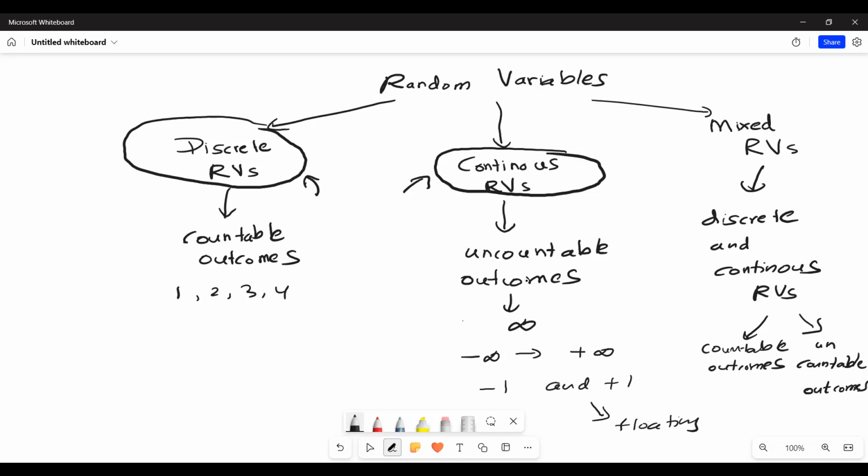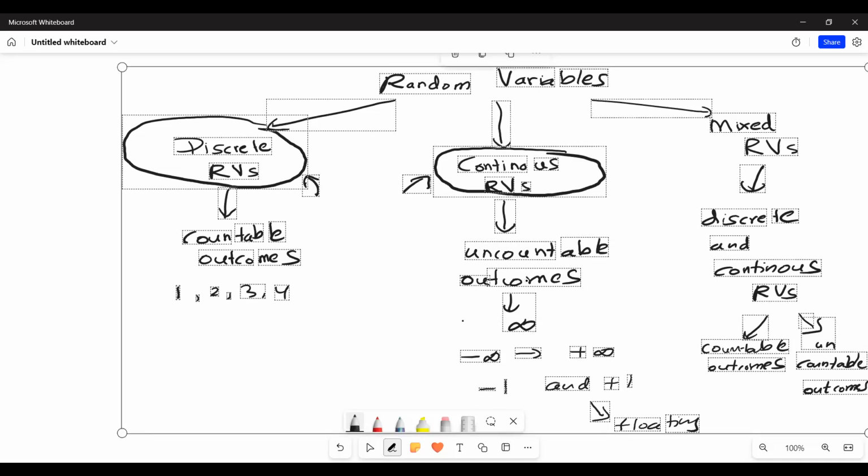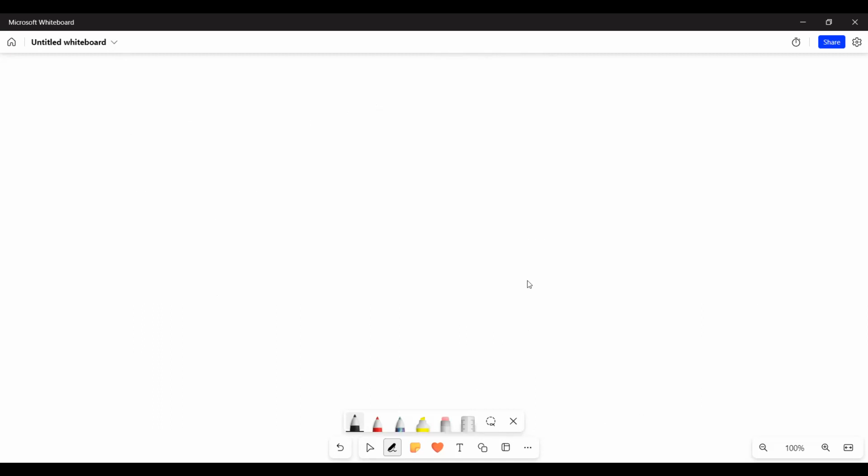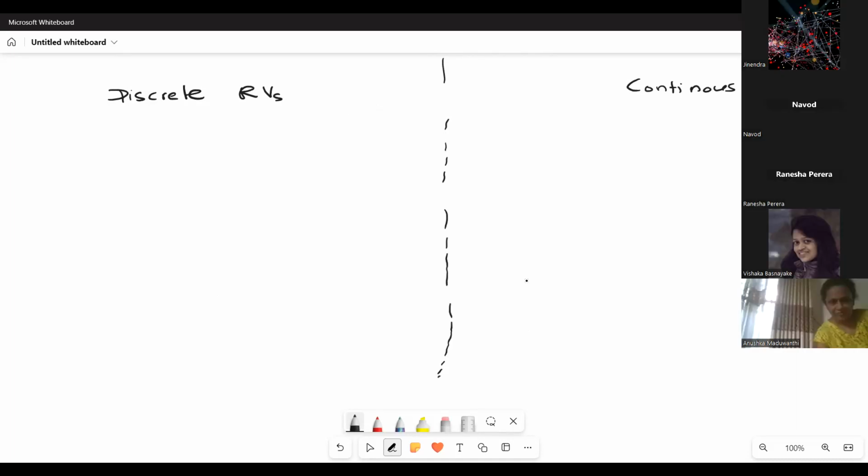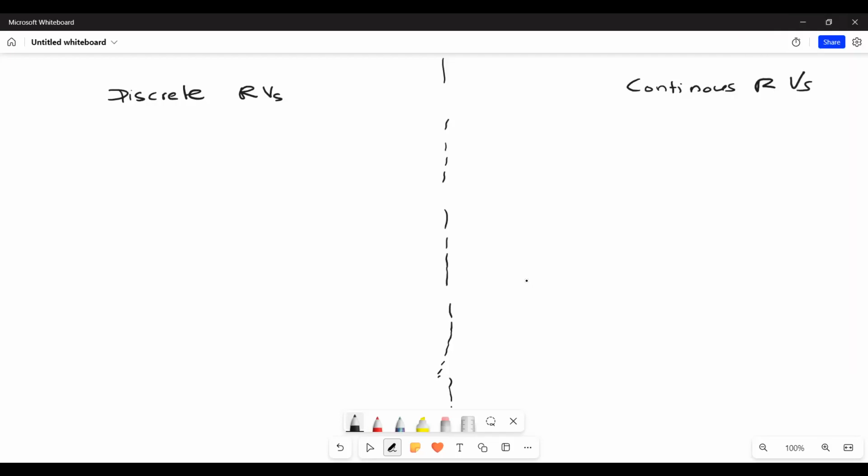Right, so I think I will erase this part. I will discuss the discrete random variables and also the continuous random variables, in comparison.